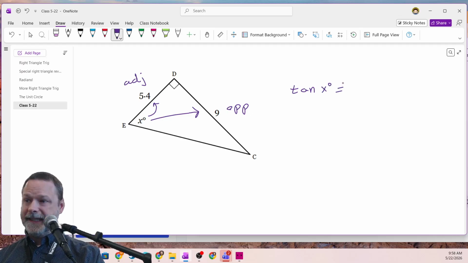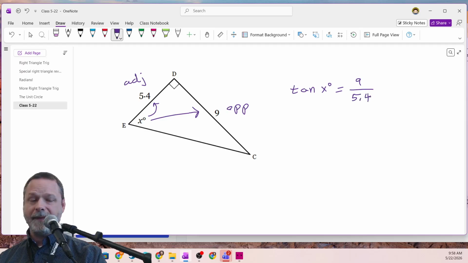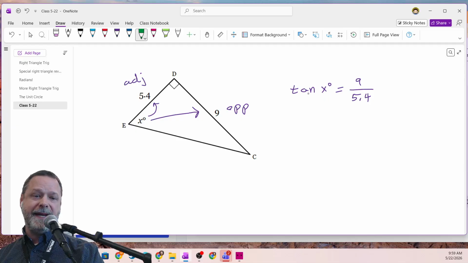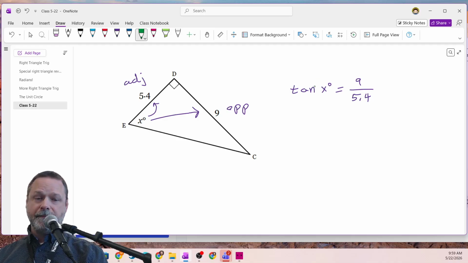Well, that would be tangent. Just write it down. So tangent of x equals 9, because it's opposite over adjacent, 5.4. So that's nice. The only thing I have to do here to solve for it is undo tangent. And that's the thing you got to remember. Tangent's a function, so we got to do the inverse function of tangent. What's the inverse function of tangent? Well, it's inverse tangent or arctan.